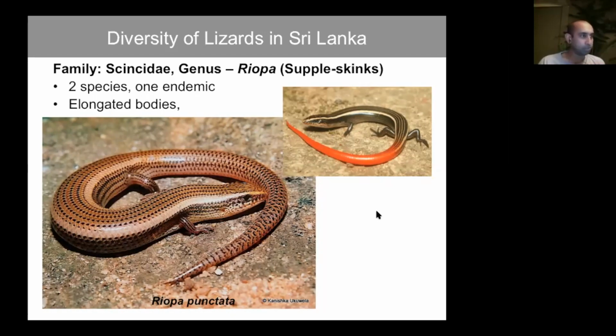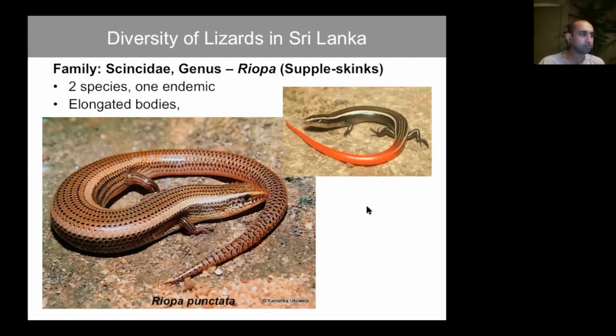So we have two species of this type of skink, the supple skinks. Only one is endemic to this country. Again, they are characterized by their extremely elongated bodies. I'm sure people from Colombo, Kandy and all over the island have these skinks in their gardens if you look carefully, even under flower pots.